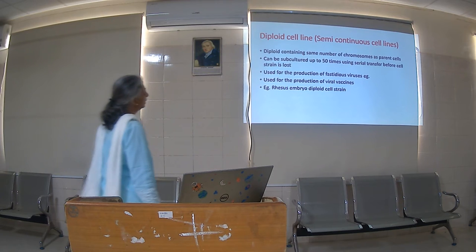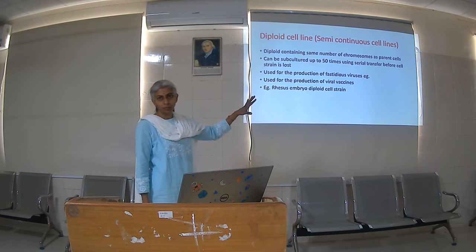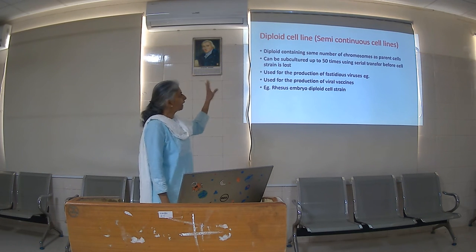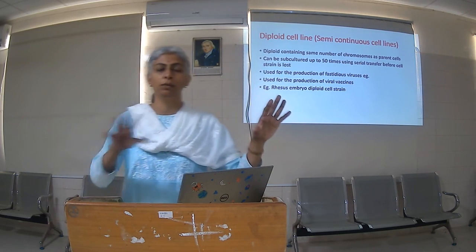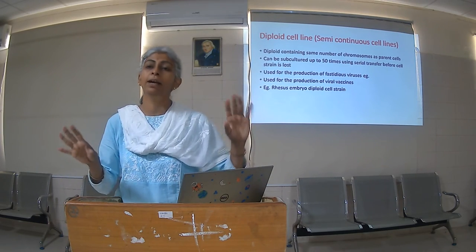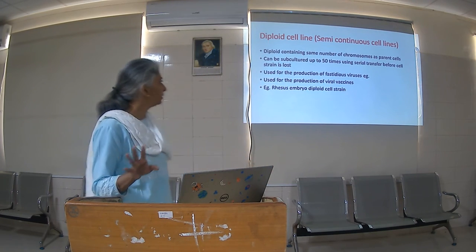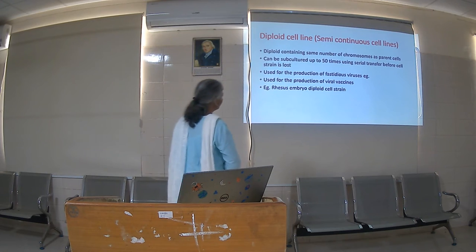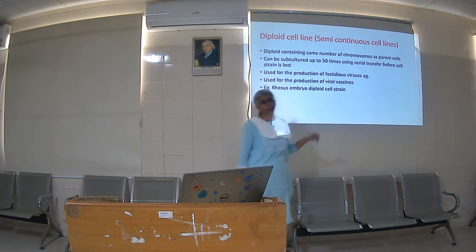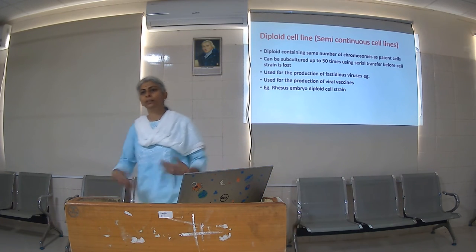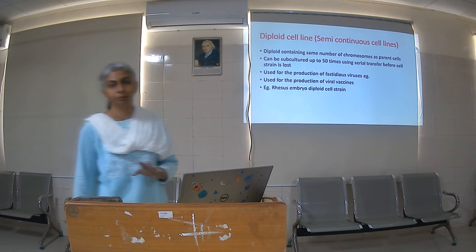इसकी कुछ properties ये हैं, diploid cell lines contain the same number of chromosomes as a parent. Okay? But they can be subcultured for a long period of time. So there is some genetic change in these compared to the primary cell culture, the fact that they have adapted to the culture medium. Now this type of cells are very useful because they are typically used for the production of vaccines, for other proteins that you may want. And the reason for this is very simple.